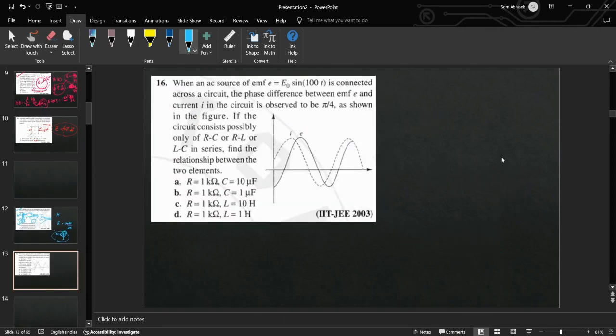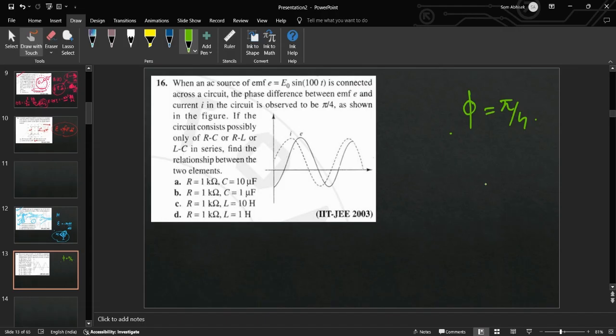Okay, question number 16. Try. This is for alternating current. When an AC source of EMF is connected across the circuit, the phase difference between EMF E and current in the circuit is observed to be pi by 4. The phase difference is pi by 4.